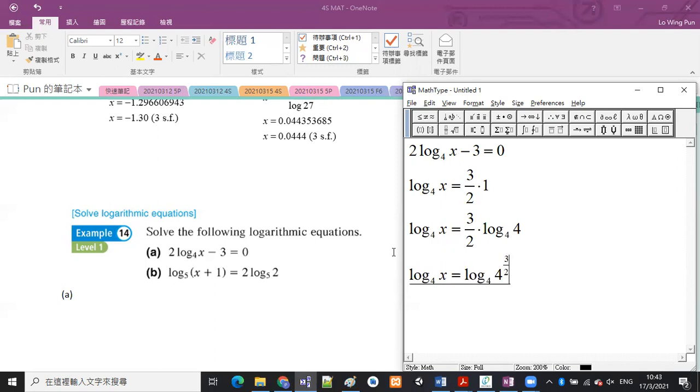And now, the equation becomes the format of log m equals log n, where both logs have the same base. Then we may delete the log. When we delete the log, the left-hand side becomes x, and the right-hand side becomes 4 to the power 3/2. Since it is a pure number, you may just use the calculator, or you know that 4 is 2 squared. 2 squared and then power 3/2 will be 2 to the power 3. That's 8. So x will be equal to 8. And that is the answer.